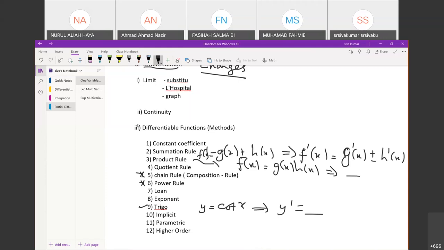Implicit, parametric. Even in my class, they don't know these things. Parametric, for example, if I put it as x(t) and y(t), both are connected, then if I want dy/dx, how do you do it? How do you do it? We use parametric differentiation.